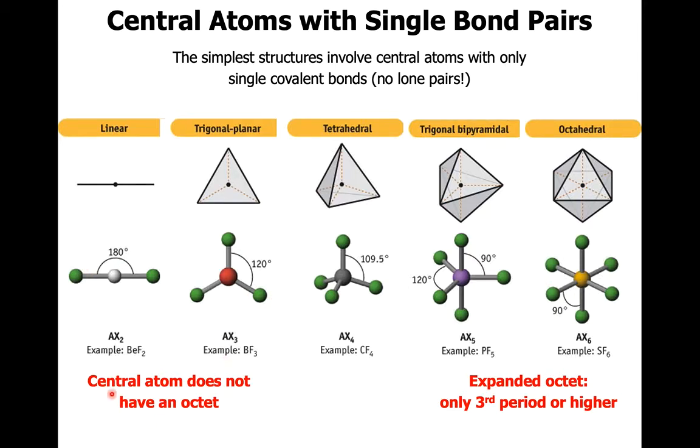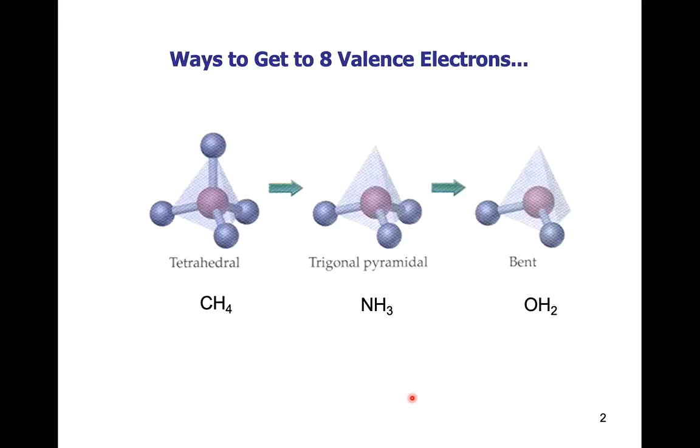These first three geometries are encountered often when we have a central atom that has an octet or lower. The ones that are over here are expanded octet. So again, things with heavier atoms like phosphorus and sulfur. It ends up there's a few different ways to get 8 valence electrons on a central atom.